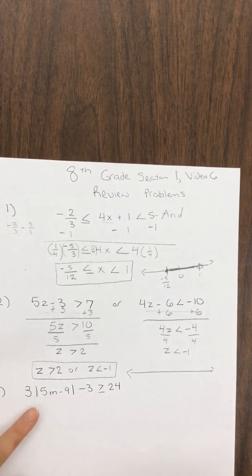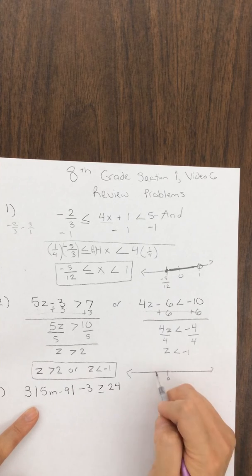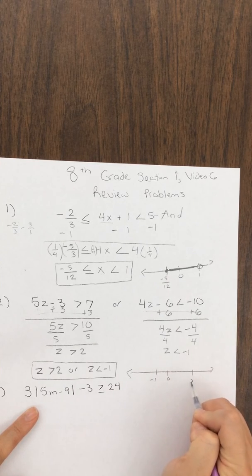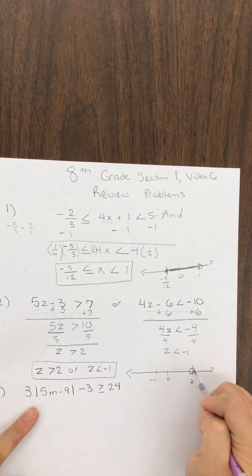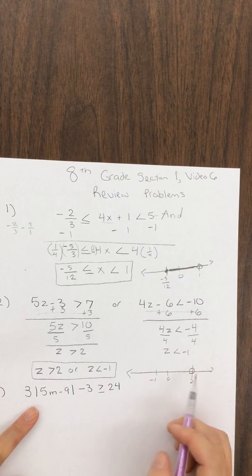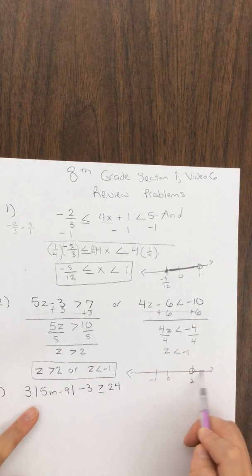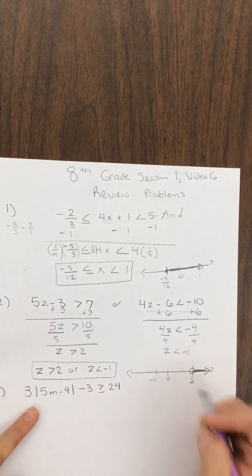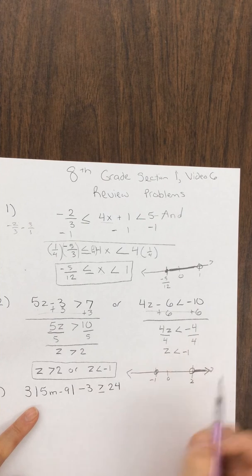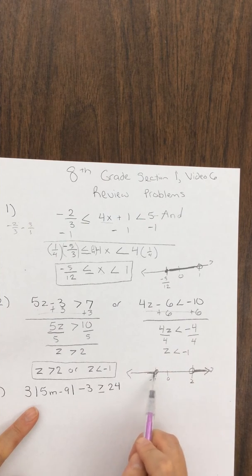All right, so to graph this, I have my 0 right here, my negative 1 right here, my 2 right here. So I have z is greater than 2. Since there's no equal sign, it's going to be an open circle. And because it's greater than, I'm going to shade to the right, so my arrow's going to the right. Then I have z is less than negative 1. Again, open circle, and I'm going to shade to the left.